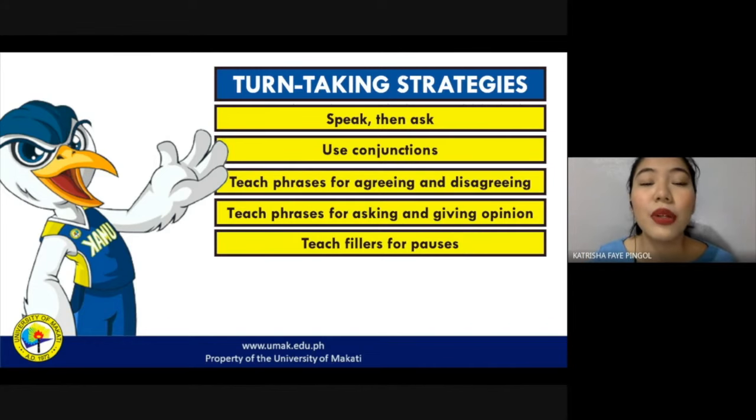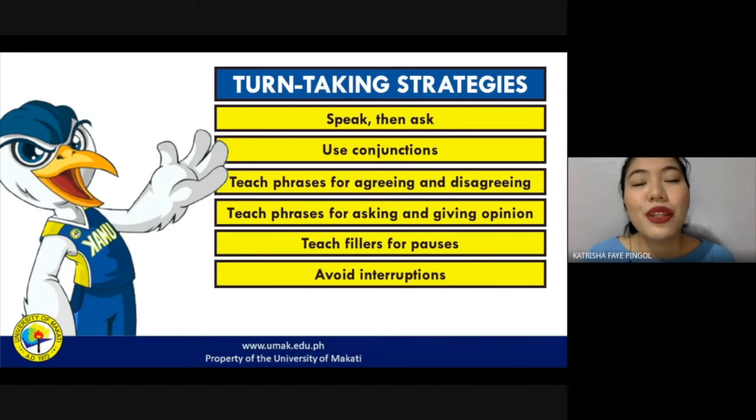Take for example, if you are conversing with your friends, usually when you are not yet done talking and you still want to continue with your story, you use fillers such as "it's just that" or "I believe that." You try to prolong the syllables at the end of your sentences just to signify that you are not yet done talking and you are still thinking about the things that you want to say next.